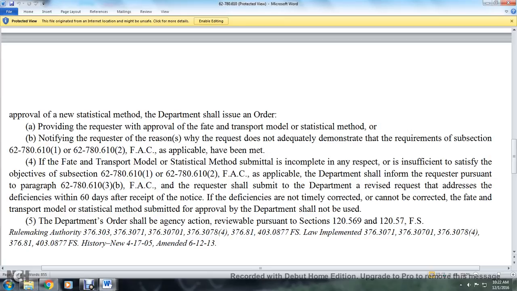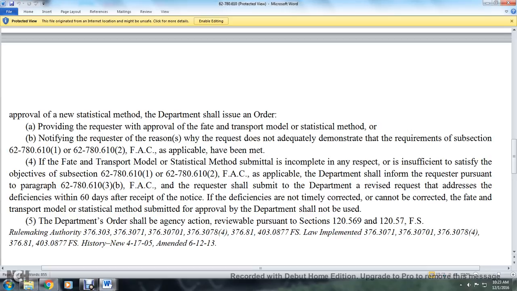And if the requester submits, the Department shall arise a request to address deficiency 60 days after the receipt of the notification. The deficiency, if not timely corrected, cannot be corrected in favor of the transport model statistical method submitted with approval. The Department shall be used. The Department order shall be agency action removal relievable pursuant to sections 120.569 and 120.57.